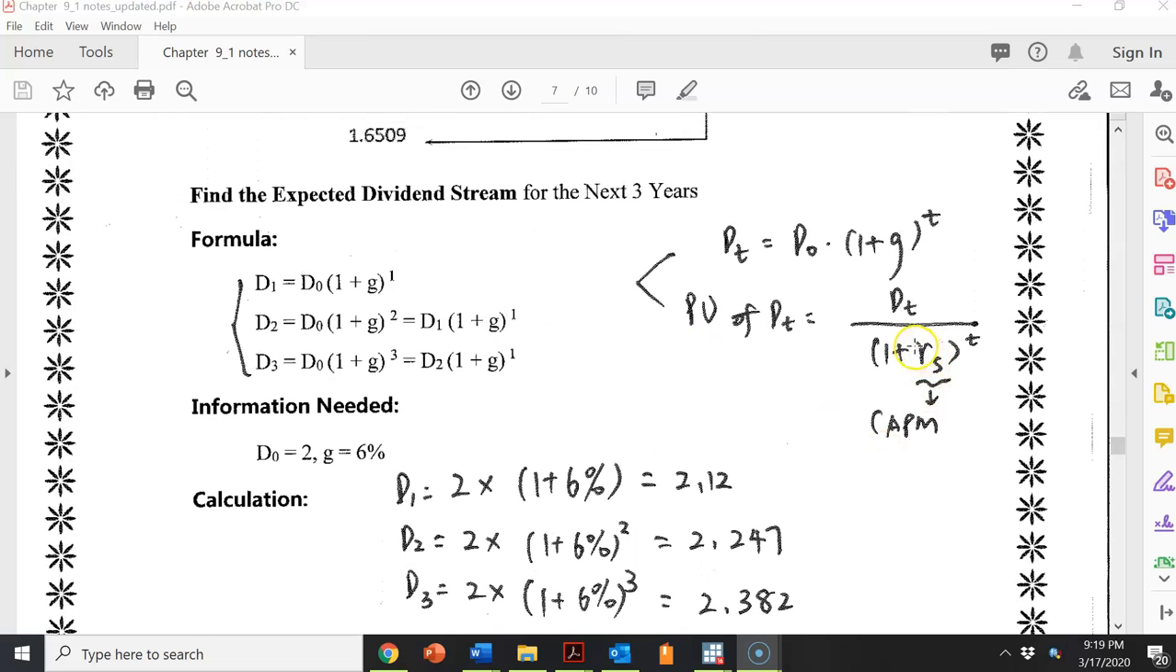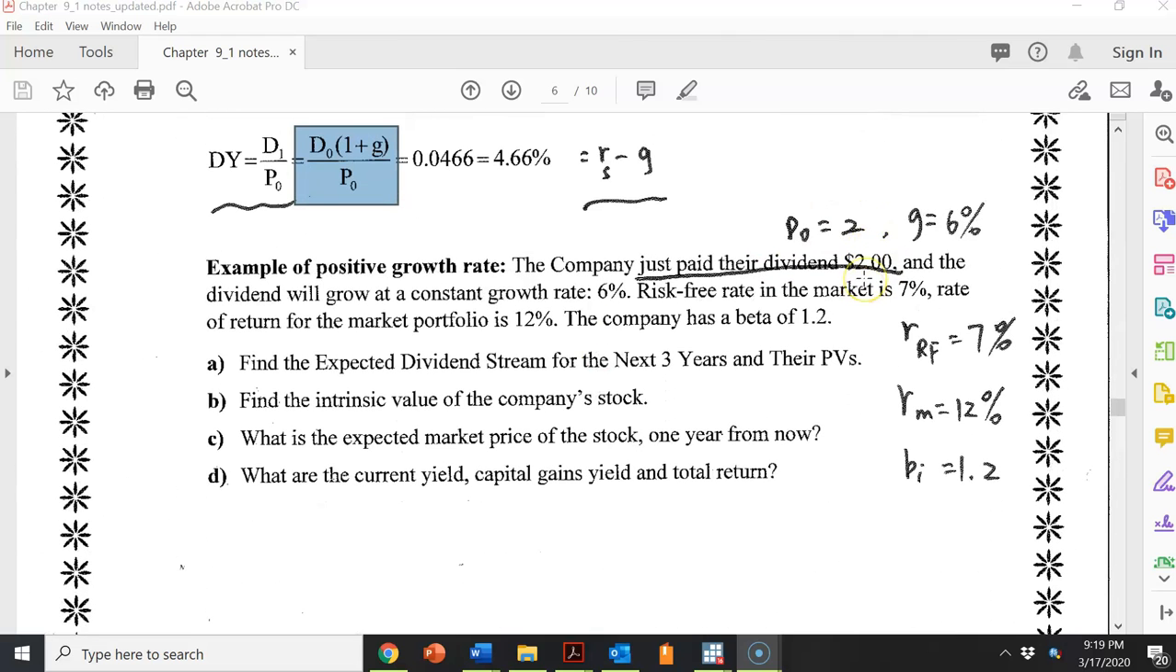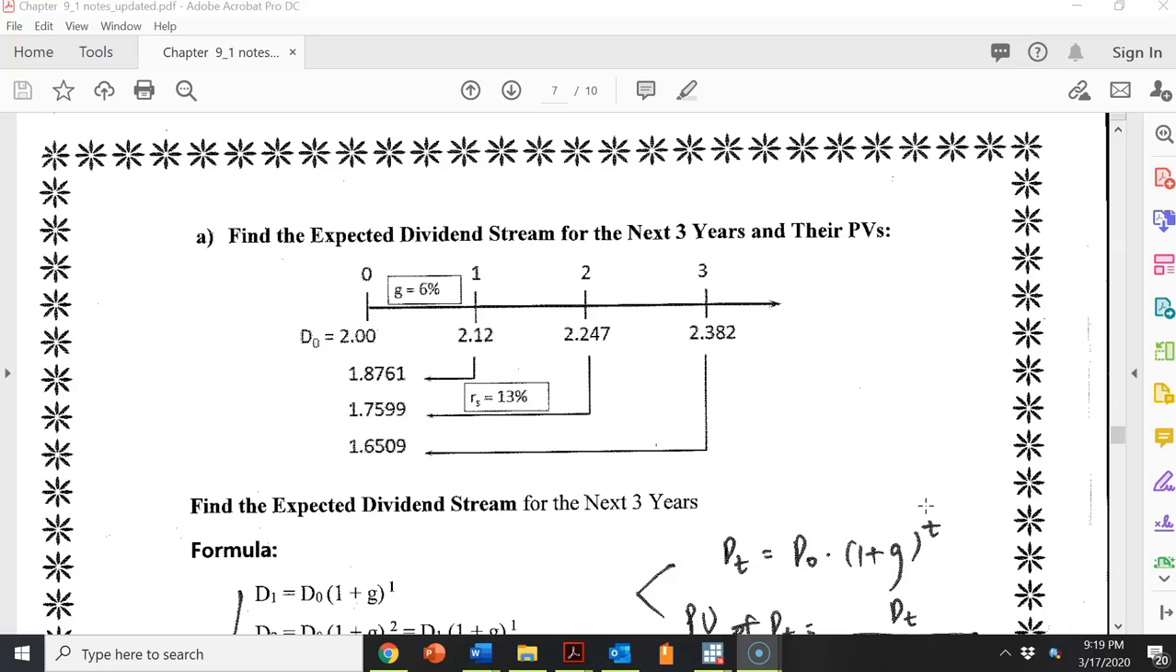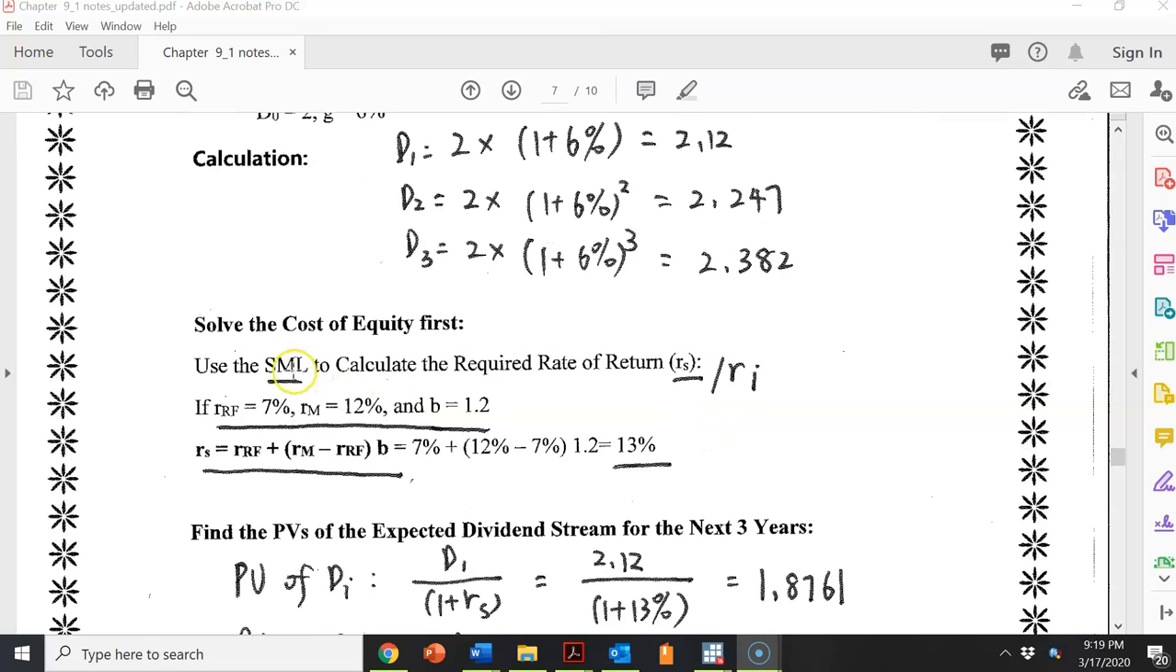Excuse me. So RS is actually not given here in the question. Okay, the first step is to solve for RS. We know D0, G, we don't know RS. However, we know RRF, RM, and beta. We can use these 3 measures and CAPM model to solve for RS. In order to discount all these dividends, we need to solve for RS first and then discount them one by one. In order to solve for RS, the cost of equity, which is the same as the stock return, we can use the CAPM or SML to calculate RS.